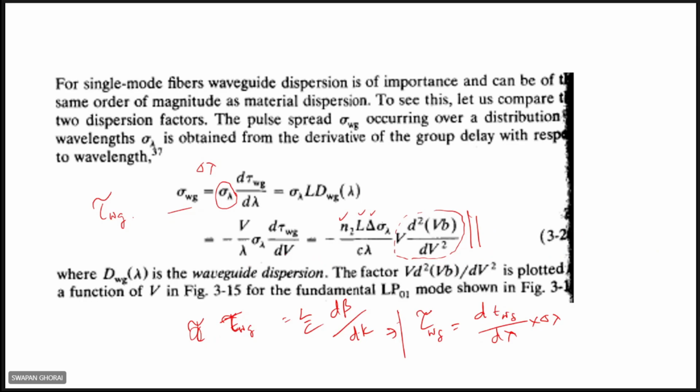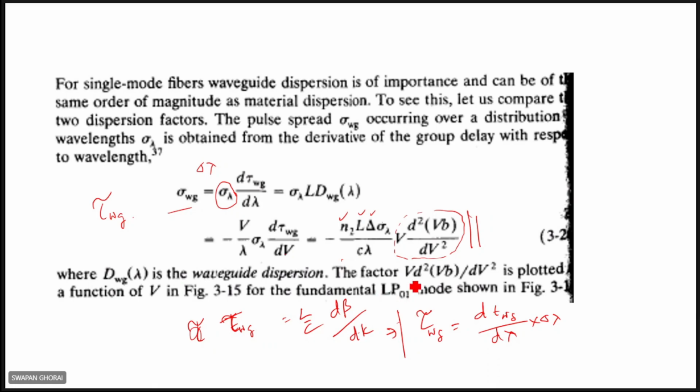Some more things about these. Waveguide dispersion, we have seen, is of importance in single mode fiber, and it can be of the same order of magnitude as the material dispersion. You can compare how much the contribution of waveguide dispersion is compared to material dispersion. You see here the expressions you have seen last time: n2 L delta lambda sigma lambda C lambda into this factor. That is for the waveguide dispersion.